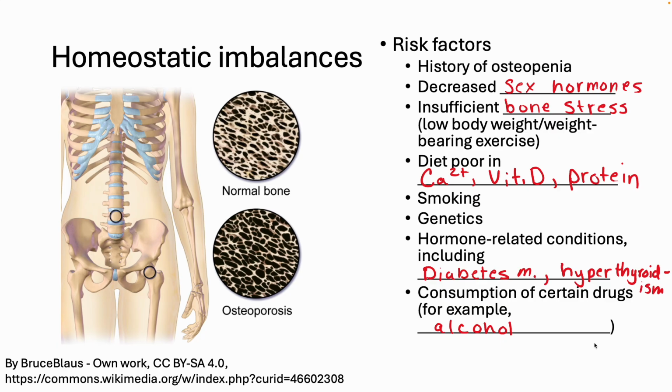Risk factors for osteoporosis include a history of osteopenia, decreased sex hormones, or insufficient bone stress. That's why it's important to do body weight and weight bearing exercises to help strengthen your bones. A diet that's poor in calcium, vitamin D, or protein, basically the parts of your body that make up bone, can lead to weakened bones.